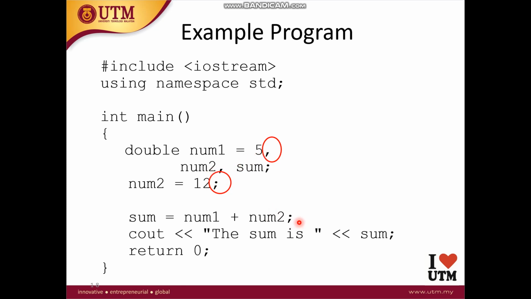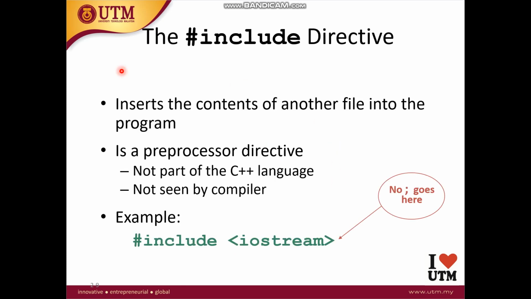And here we got another semicolon by the end of the line. At the end of this line as well we've got a semicolon, and at the end of this return 0 we've got another semicolon. So most of the lines inside any program end with a semicolon. And another thing inside every program is the include directive.